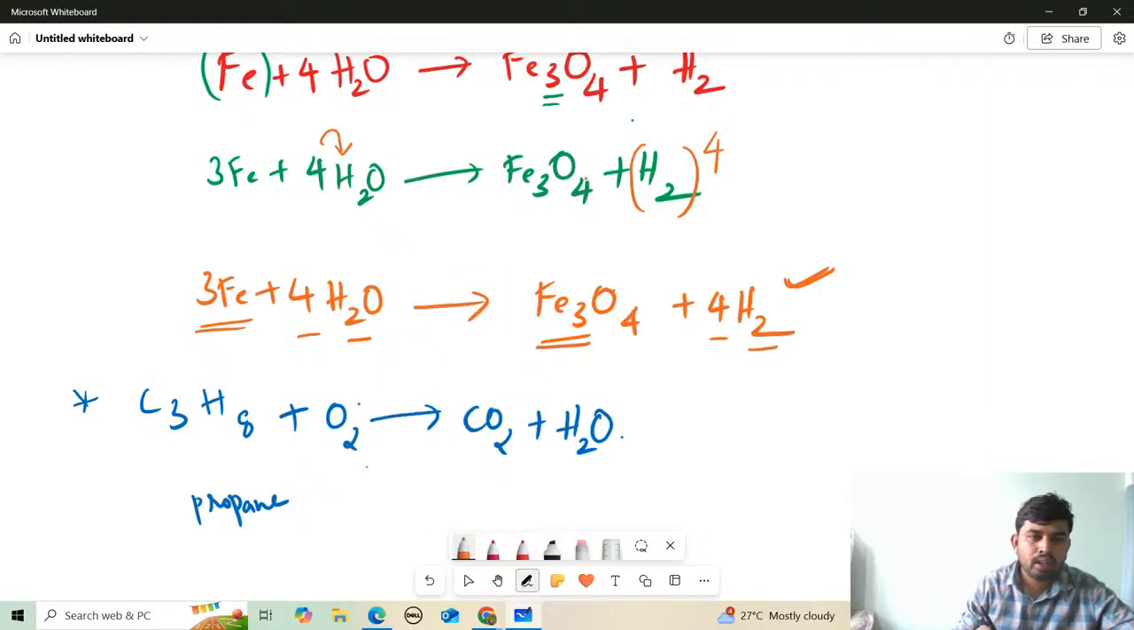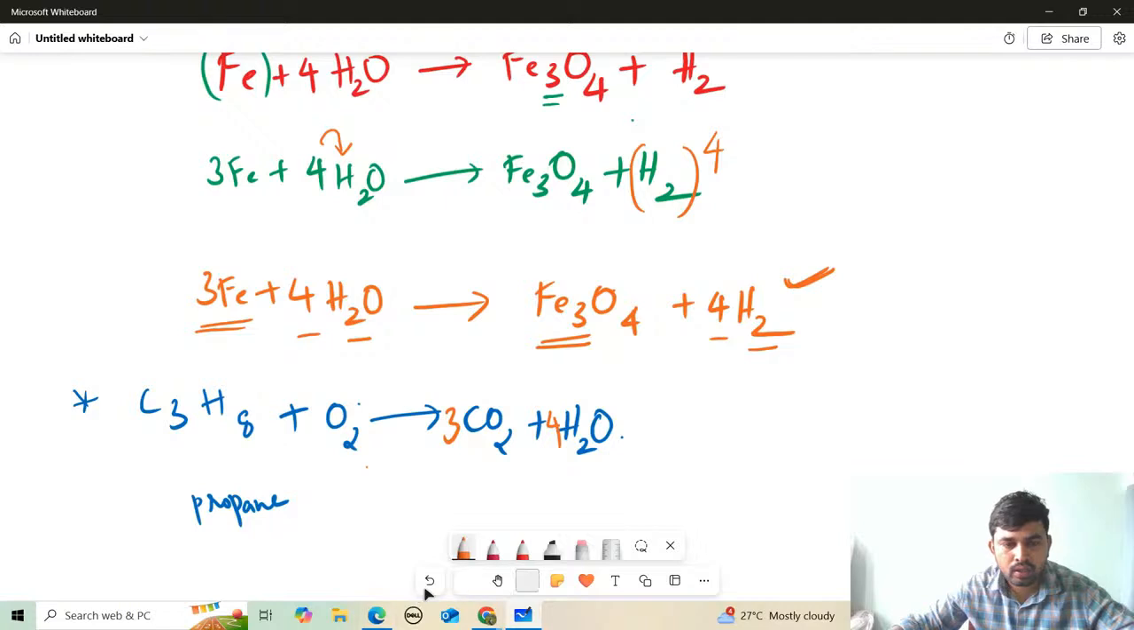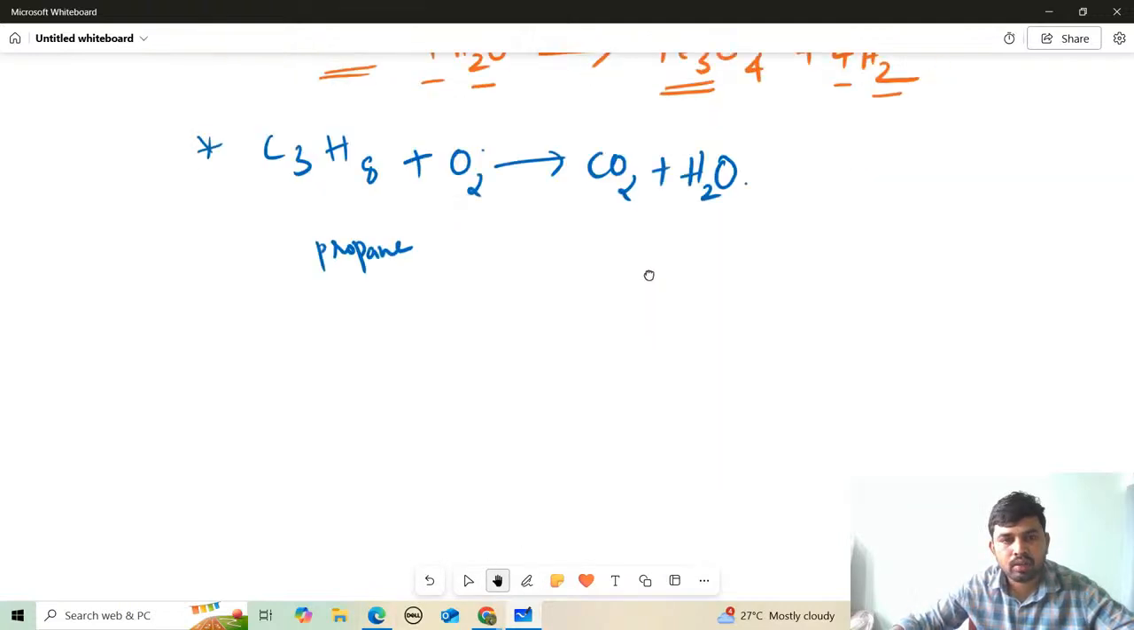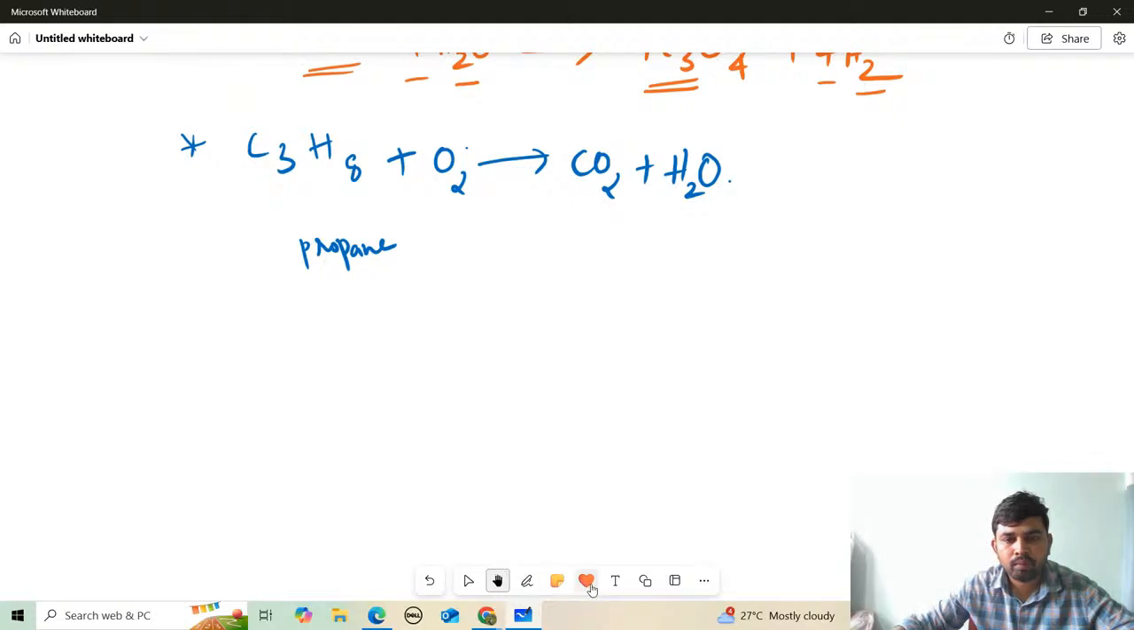So we'll take C3, three carbons are there. I'm writing here three carbons. So carbon is balanced. How many hydrogens are there? Eight are there. Here four are there, two are there. Two into four I will write here. Again, we can balance stepwise. Now we can take this equation.